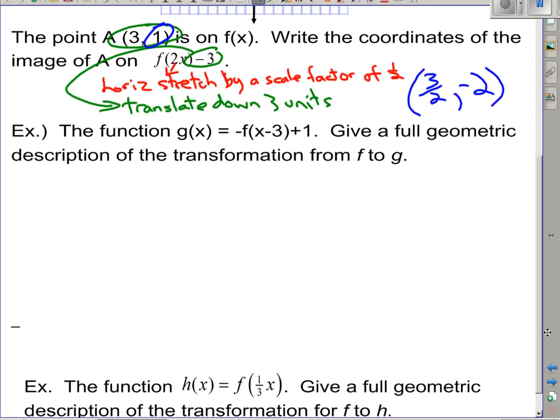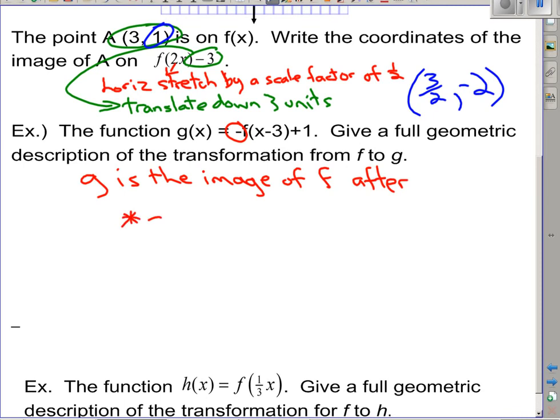The function g at x is equal to negative f at x minus 3, plus 1. Give a full geometric description of the transformation from f to g. Alright, so we have to account for all the changes. This negative means that we have an x-axis reflection. So g is the image of f after an x-axis reflection.